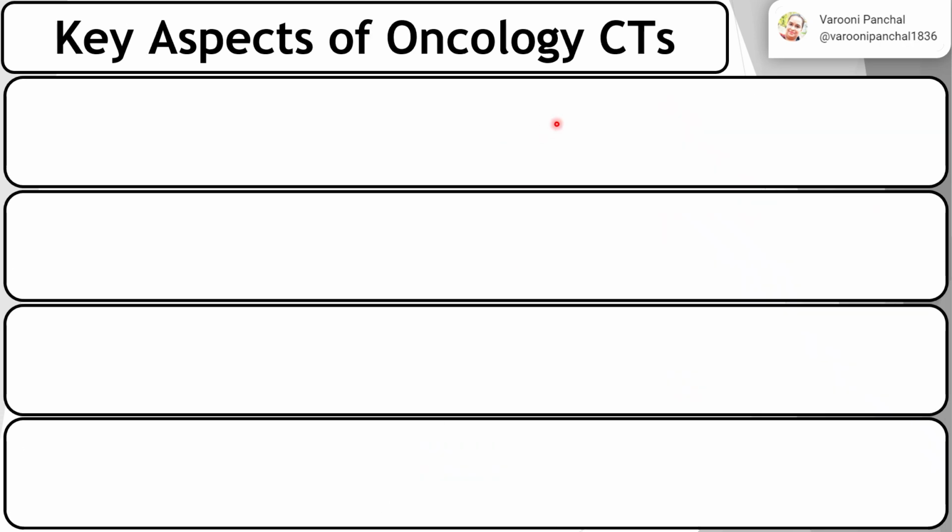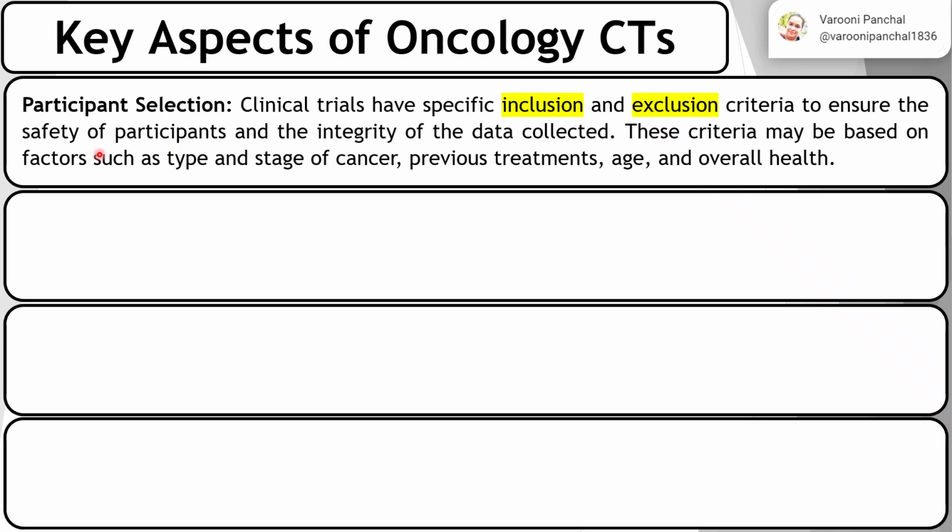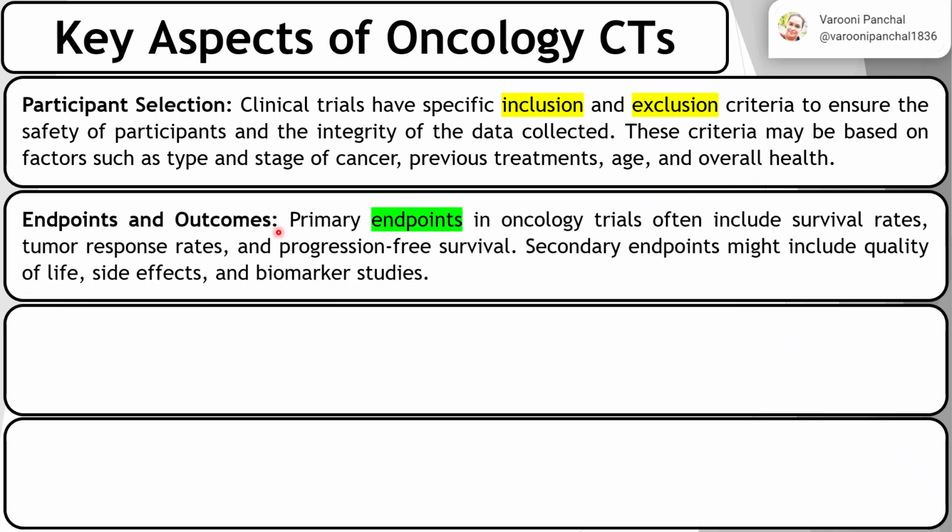Key aspects of oncology clinical trials. Now, the participant selection. Clinical trials have specific inclusion and exclusion criteria to ensure the safety of participants and the integrity of data collected. These criteria may be based on factors such as type and stage of cancer, previous treatments, age, and overall health.